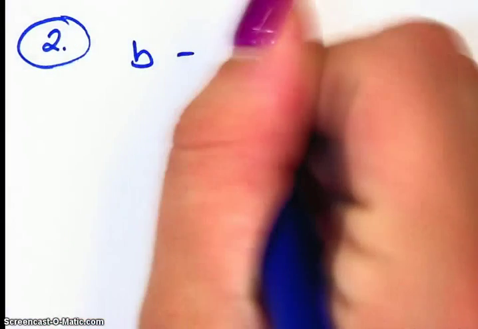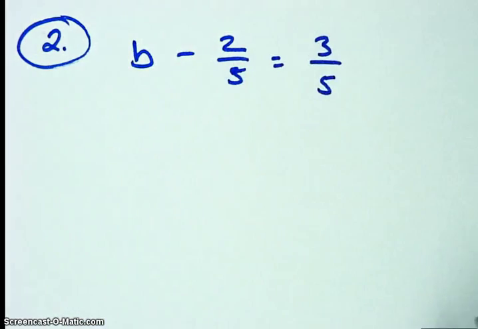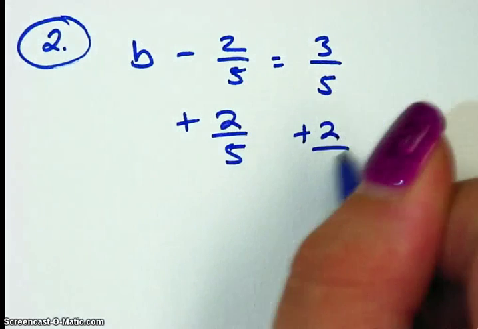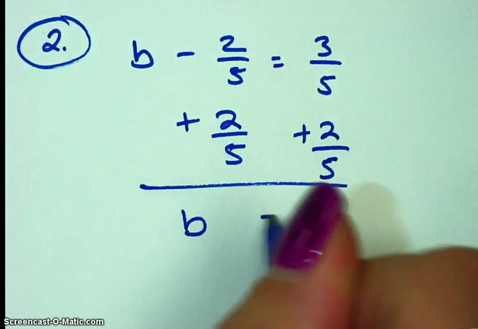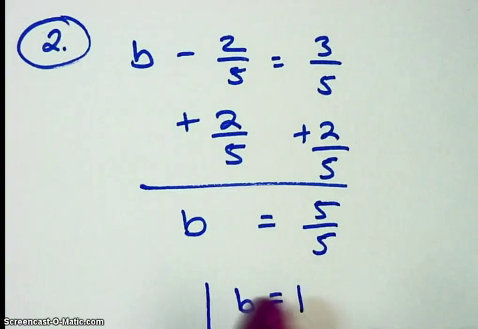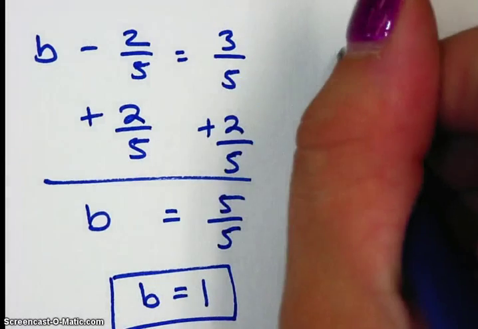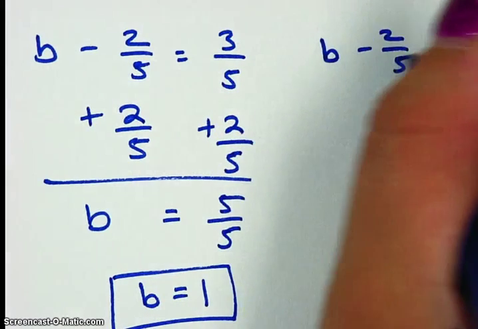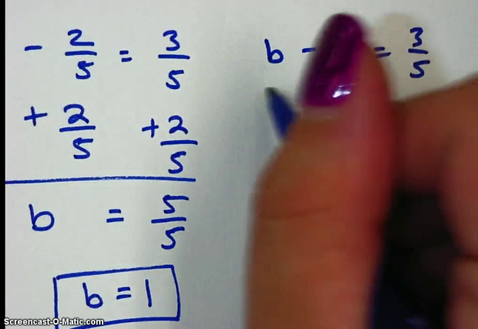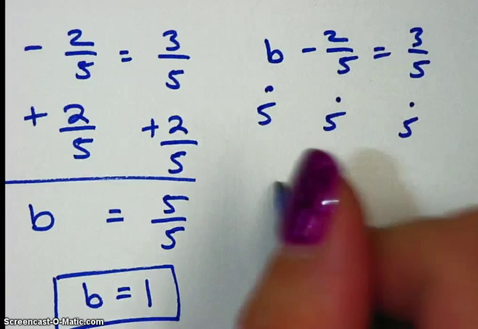Right, number 2. b minus 2/5 equals 3/5. Now there's 2 ways you could do this. You could add 2/5 like normal, which is going to give you b equals 5/5, which is just 1. That's one way to do it. Or you could multiply each of those terms by the least common denominator. Remember, this was the trick we learned in class. So I could multiply every term by 5 if I didn't want to use the fractions.